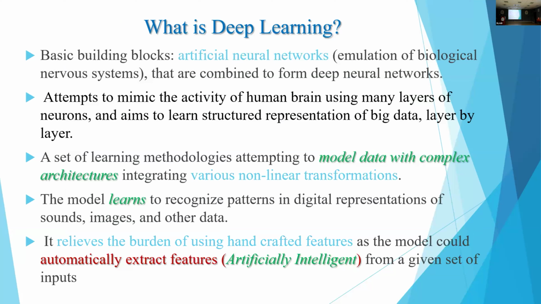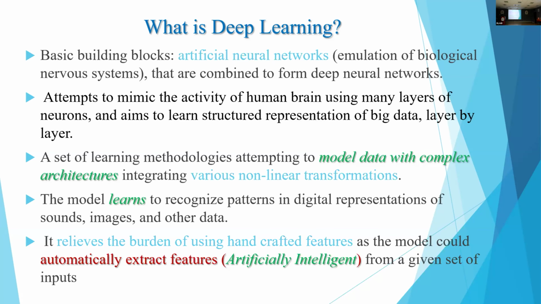And deep learning is nothing but a set of learning methodologies which attempt to model the data. F is a model, F dash is a model of the data, which attempts to model the data with complex architectures by integrating various nonlinear transformations. Because in real life, we notice that whatever task is given to me, it cannot be solved using any linear transformation function. I need some complex nonlinear transformation function. So that is why deep learning plays a vital role behind the success of solving any task.